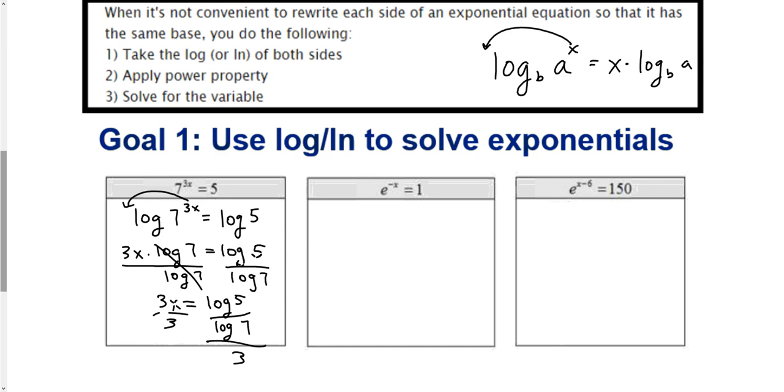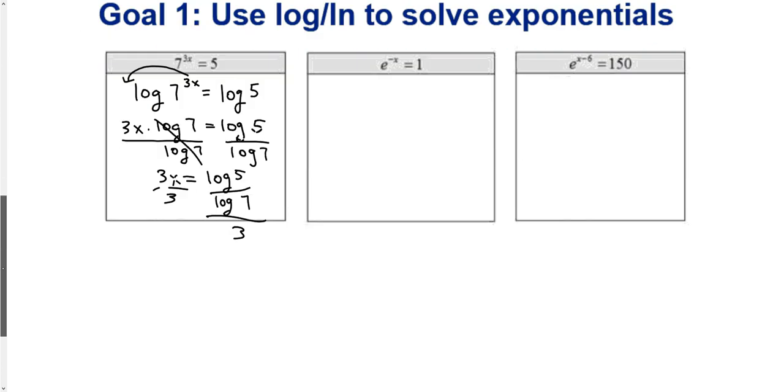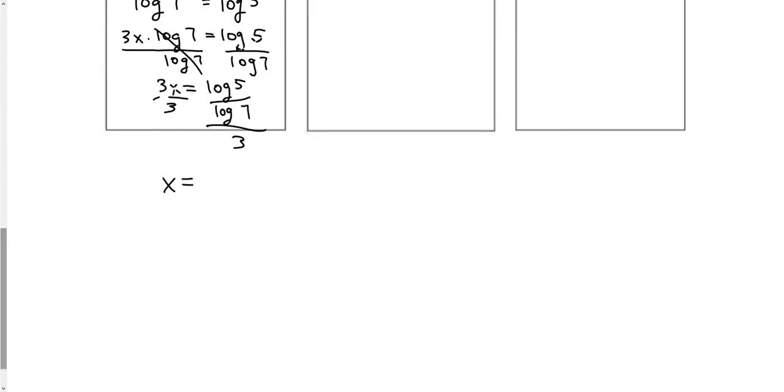So since it just says log, I just use the regular log button. I don't have to change the base or anything. So log 5, oops, let me divide this. I got log 5 divided by log 7 divided by 3. And it's a decimal. And you're going to see there are a lot of decimal answers here. So I got 0.276.